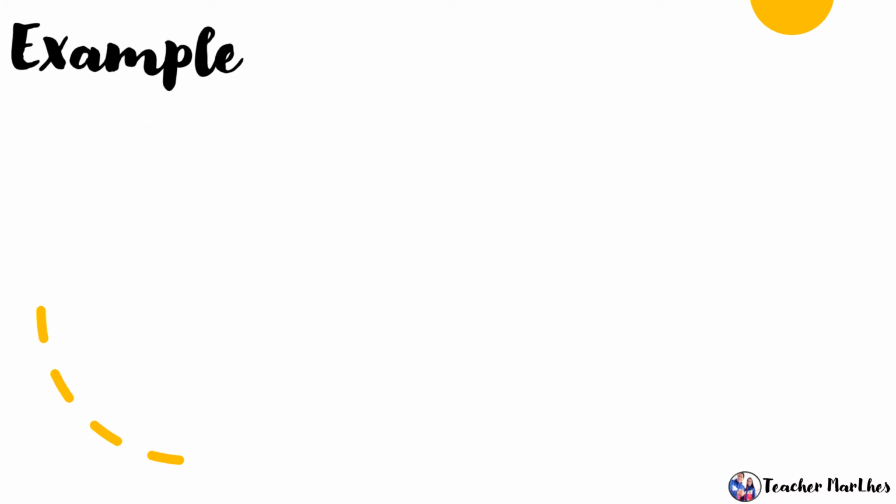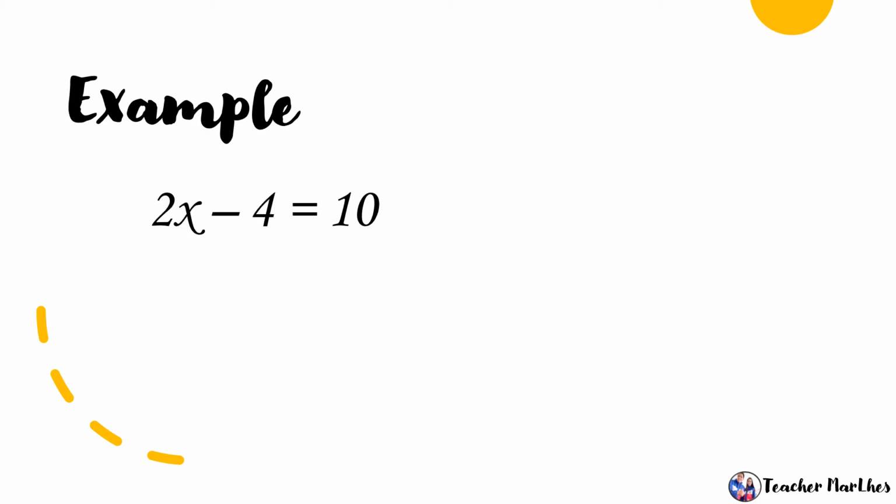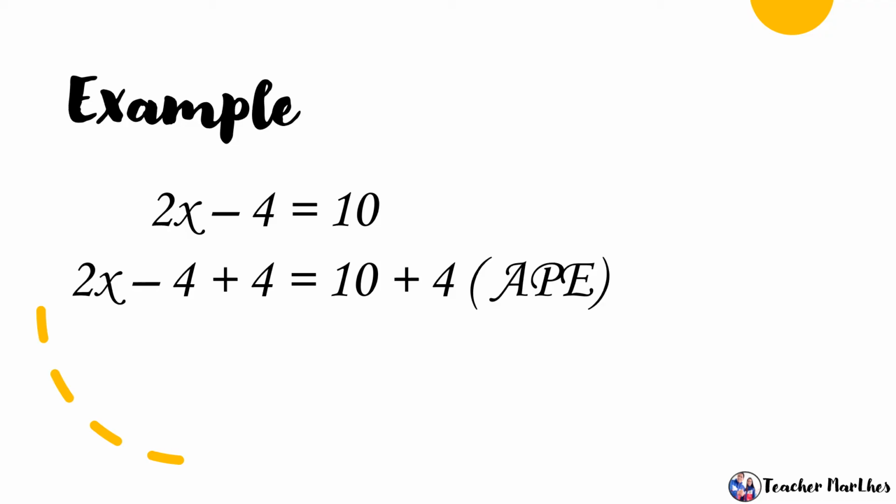So let's have an example. 2x minus 4 equals 10. To isolate 2x, we will use the addition property of equality. It means adding 4 to both sides. 2x minus 4 plus 4 equals 10 plus 4. So, this is addition property of equality.